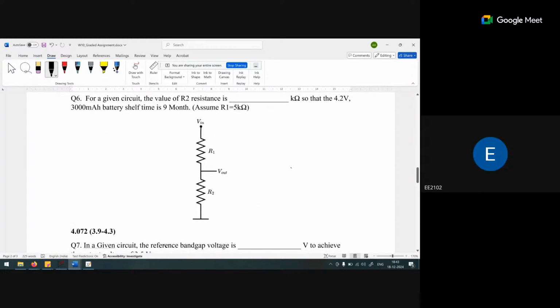Now for a given circuit, the value of R2 resistance is to be found. We have a 4.2 volt, 3000 mAh battery with a shelf time of 9 months. Assume R1 is 5 kilo ohm. So basically we have a 3000 mAh battery, and we have to use it for 9 months. 9 months means 30 multiplied by 9 multiplied by 24 hours.